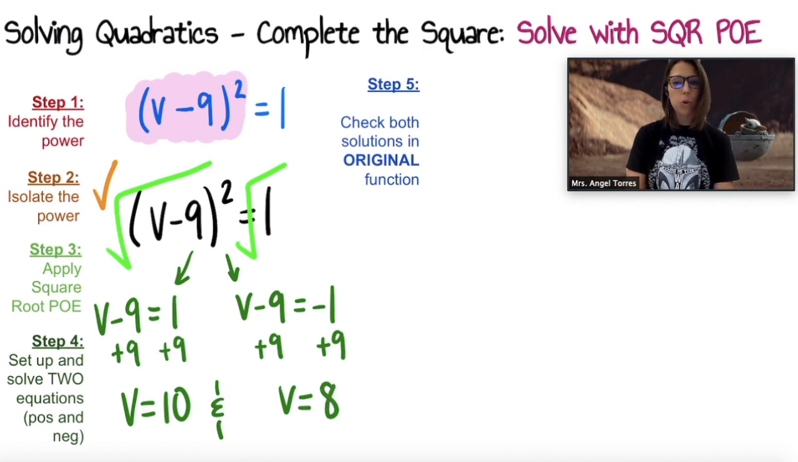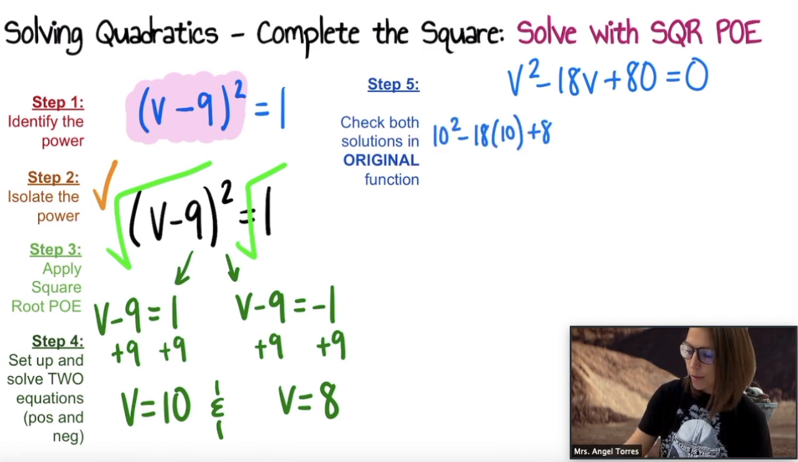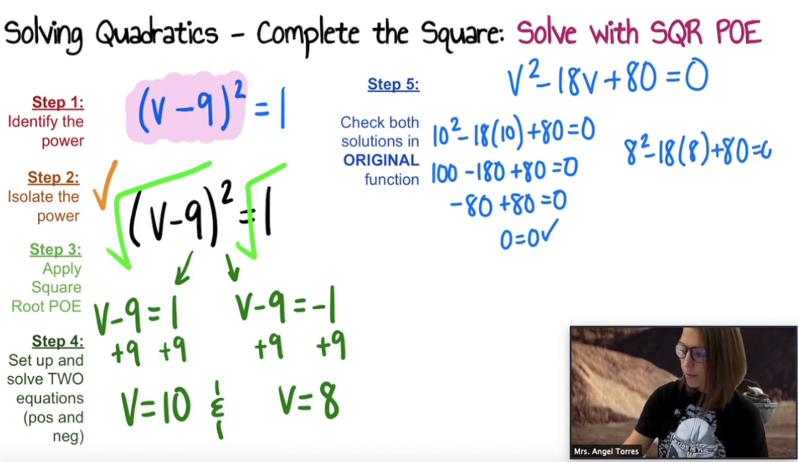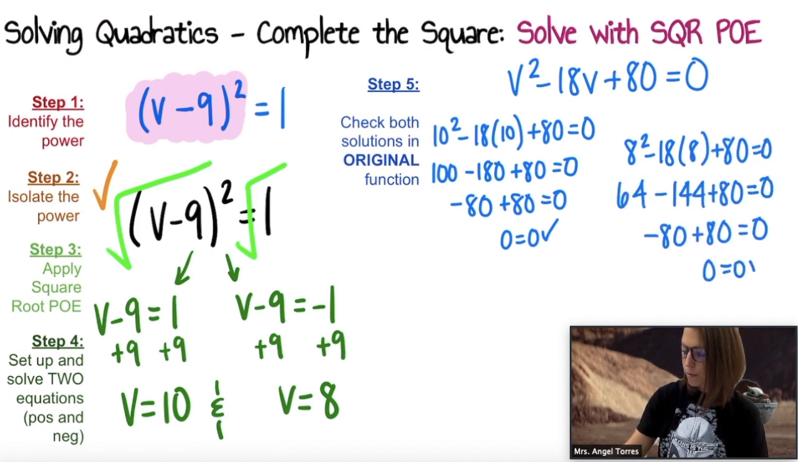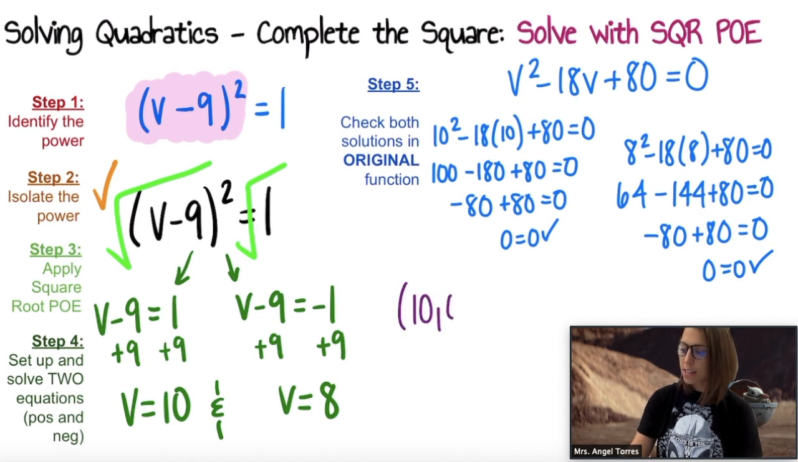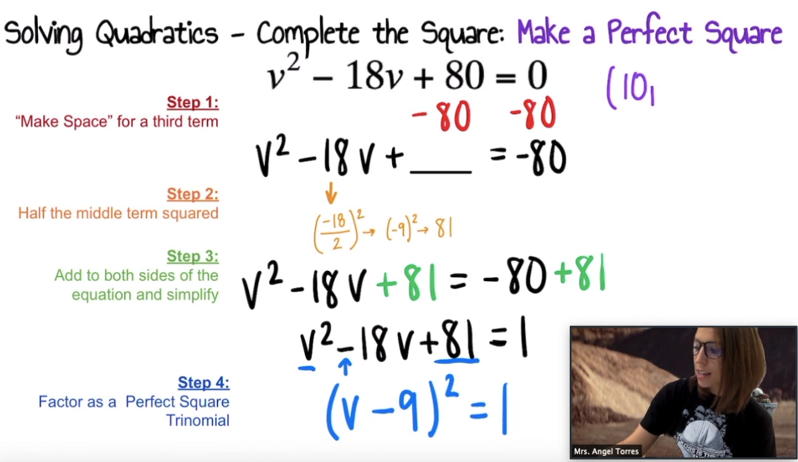Of course, we're never really sure until we check. Since the directions here are to check in the original function, I already went ahead and wrote that out. So let's check 10. All right, it seems that 10 is a solution. Let's go ahead and check 8. And 8 is also a solution. So that means that this quadratic has 2 zeros, and they are (10, 0) and (8, 0). But since the quadratic we started with was on the previous screen, I'm going to put those here. (10, 0) and (8, 0).